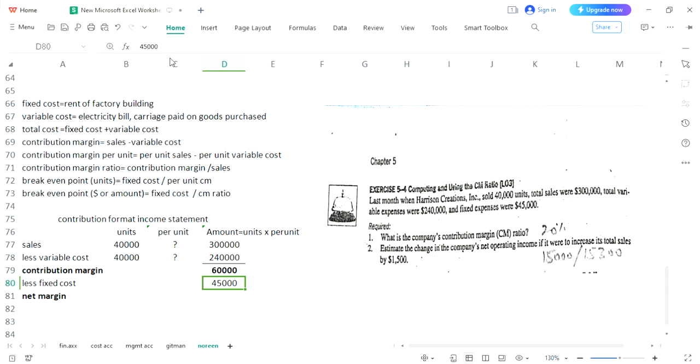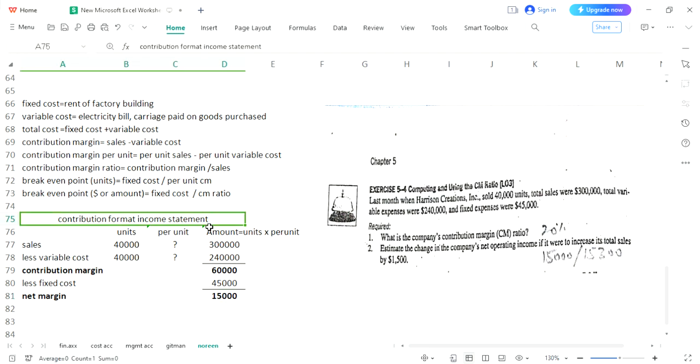Let me know how net margin would be calculated: by subtracting your fixed cost from contribution margin. How much is contribution margin? It is 60,000, and you will subtract fixed cost from it. This way you have calculated your net margin. Now what is the requirement? We have made our income statement without knowing the requirement, because we know that in this chapter a contribution format income statement would definitely be made, and we have already completed it.